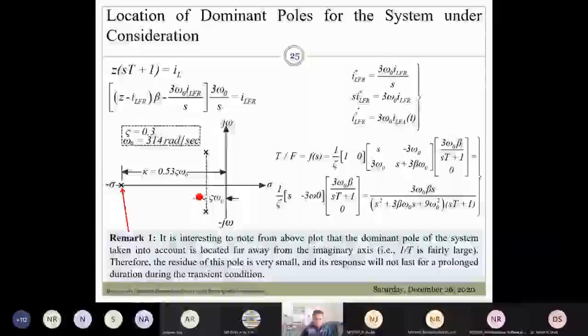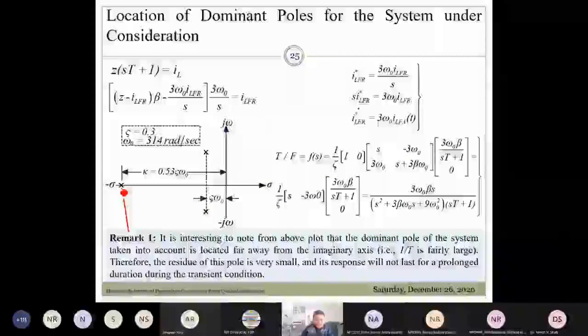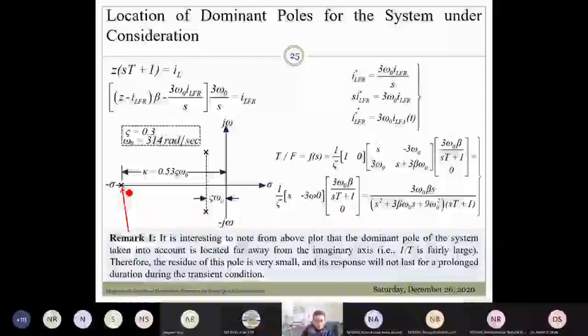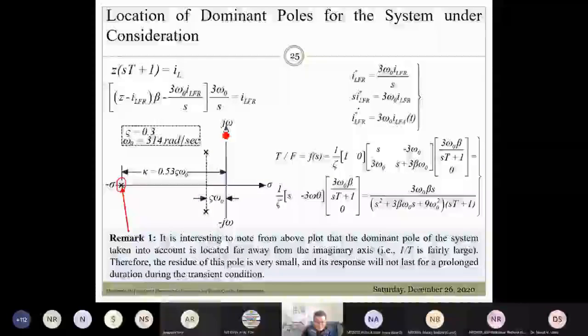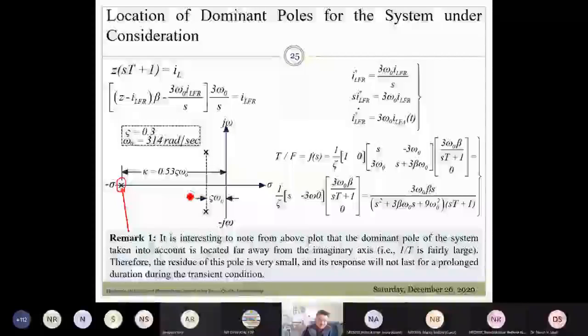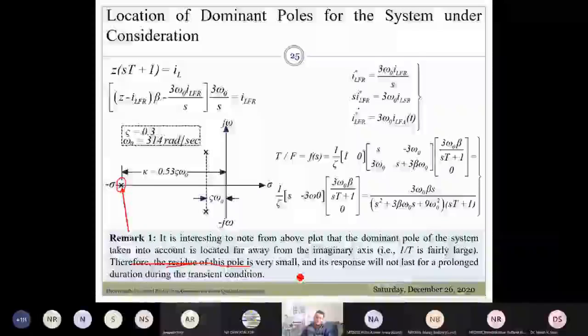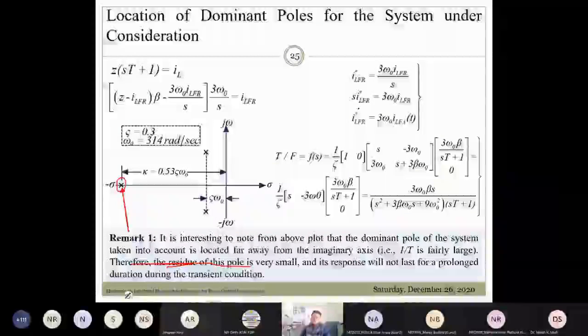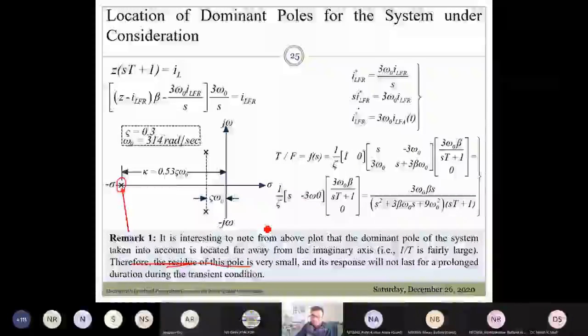One interesting observation that I would like to put in front of you is that the dominant pole of this system is located far away from the imaginary axis, and thus this 1 by T is fairly large. As a result, the residue of this pole is very small, and its response will not last for a prolonged duration during the transient condition. Since I have made this claim, I have the supportive experimental results to prove it.